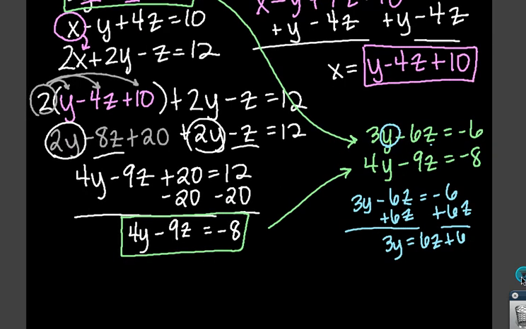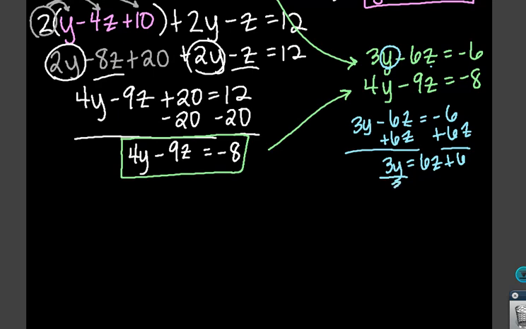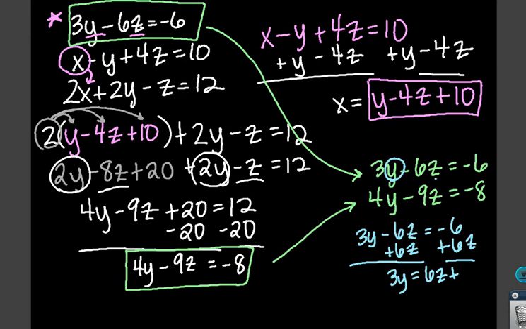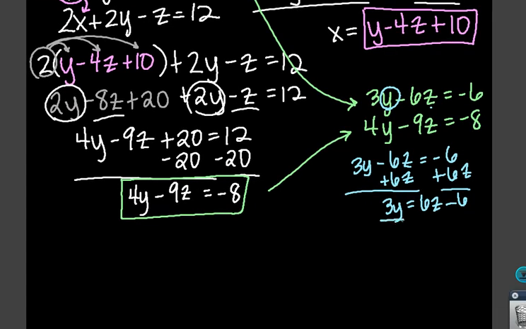What do I do next? Divide by 3 on both sides. That means we're going to divide every single term, all the terms, by 3. This one? 6z minus 6. Oh, thank you. Here, let me fix that. Oh, there we go. Minus 6, thank you. So we're going to divide by 3 now. And what will that give us? Y equals 2z minus 2.